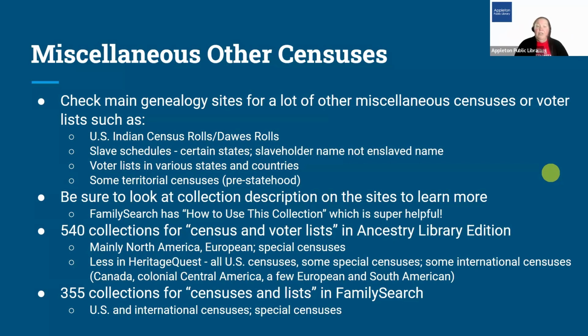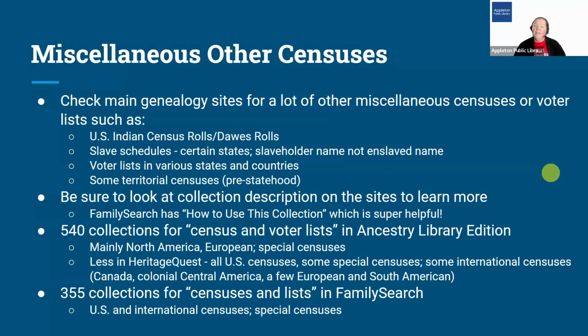Just a heads up, there are about 540 collections on Ancestry Library Edition for census and voter lists, so it's mainly North America. It does have some European and some special censuses, so some of those non-population schedules we just talked about. There's a little bit less in HeritageQuest, but of course you can access HeritageQuest online without having to come to the library. It has all the United States censuses, some special censuses, some international censuses like Canada, colonial Central America, a few European, and a few South American ones.